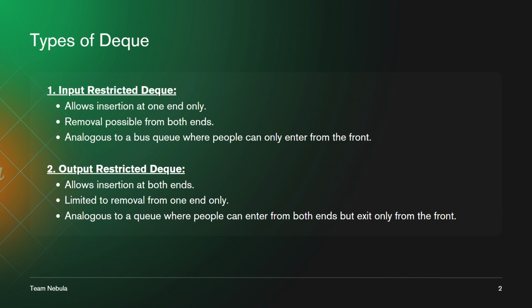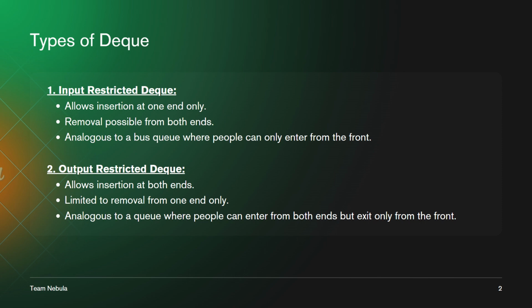Alright fellas, let's now explore the different types of dequeues. First, we have the input restricted dequeue. In this type of dequeue, we are limited to inserting elements at only one end. However, we can still remove elements from both ends of the dequeue. It's like having a line of people waiting to enter a bus and they can only enter from the front, but they can exit from both front and back.